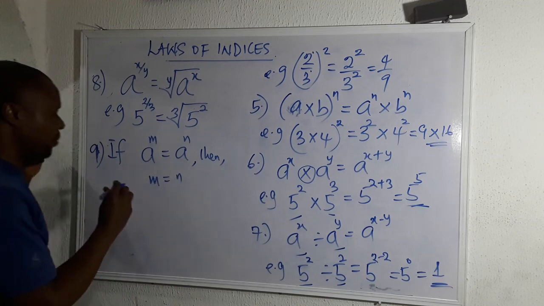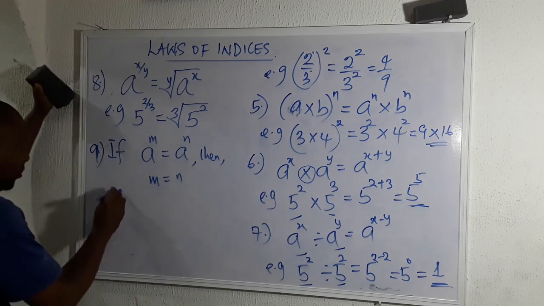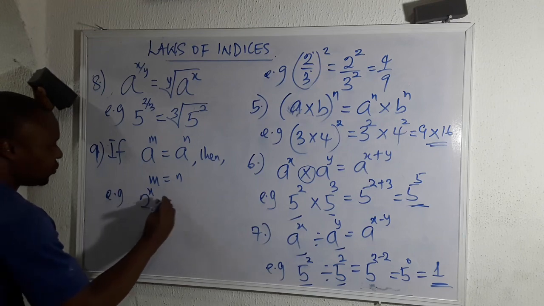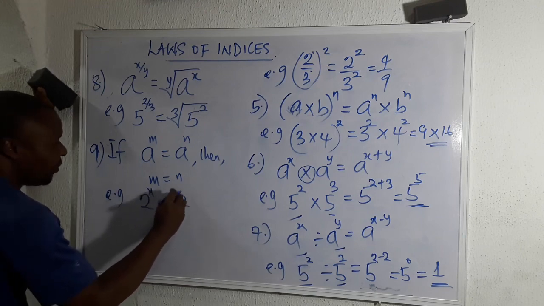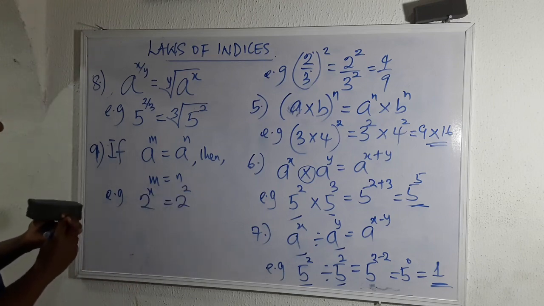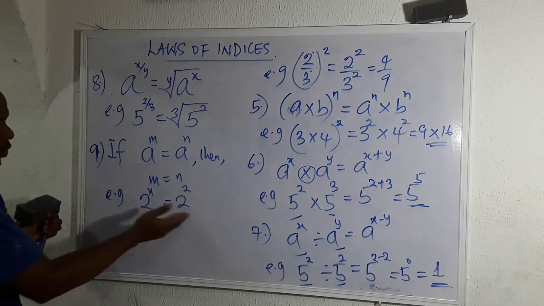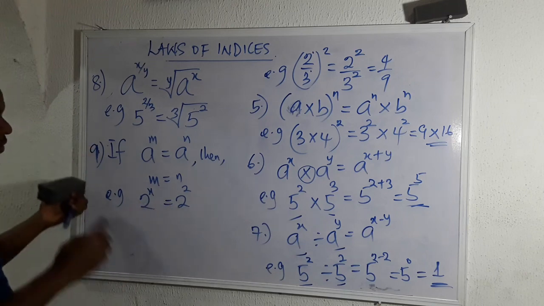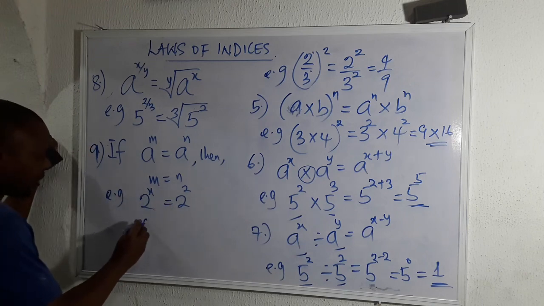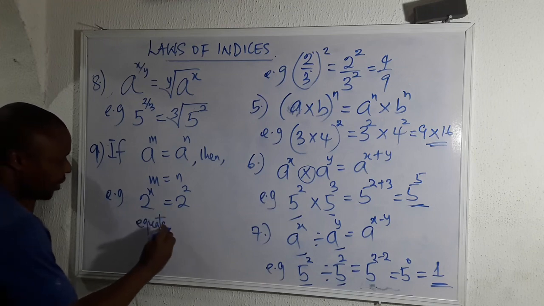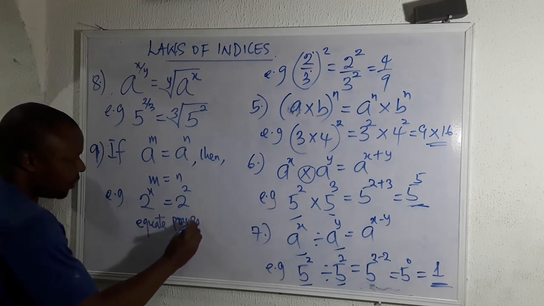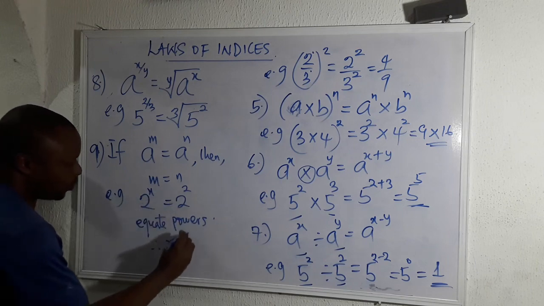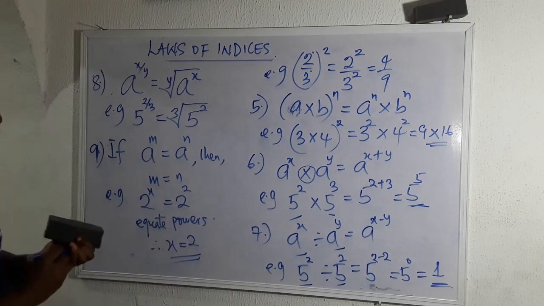An example will be this. If I'm simplifying the problem and I have 2 raised to power x is equal to 2 raised to power 2. Now we can see that on both the left and the right hand side, the base is what? 2. So the powers are different. So we do what? We just equate the power. So we have, therefore, x will be equal to 2. That is how we solve that.